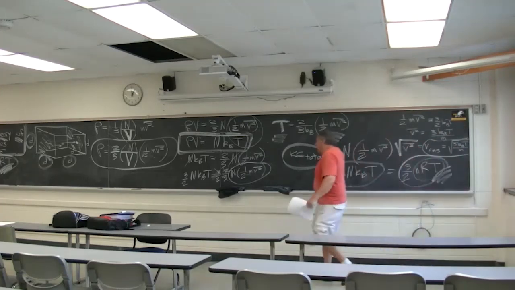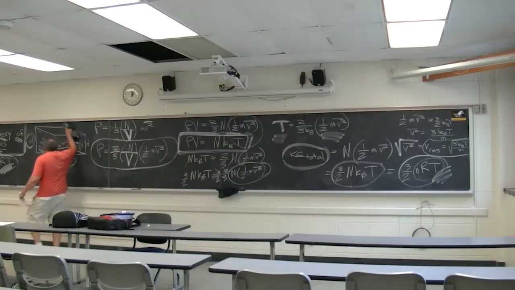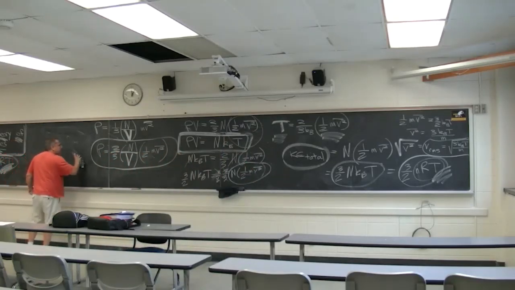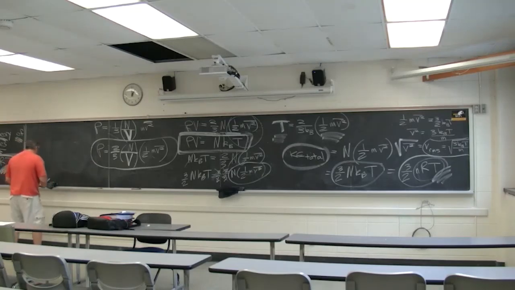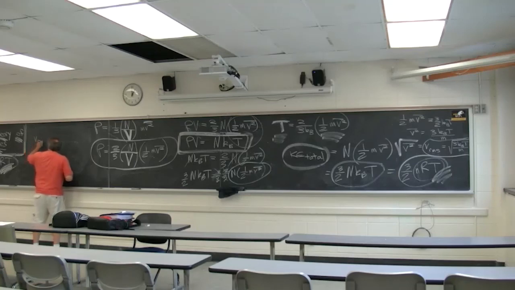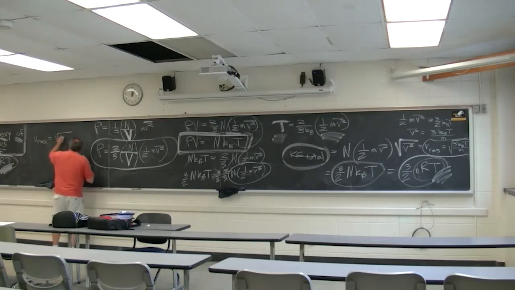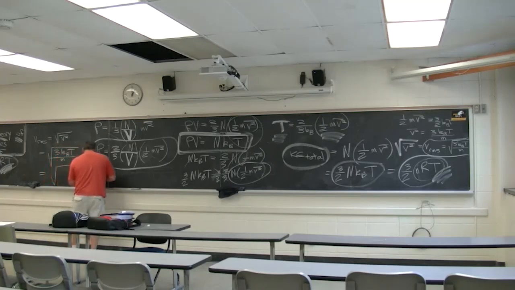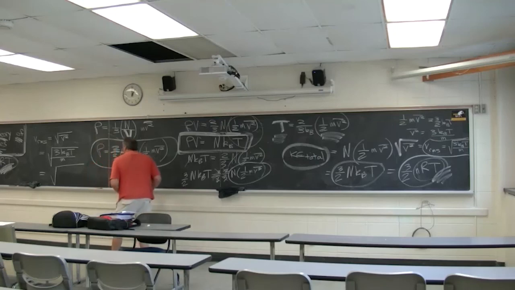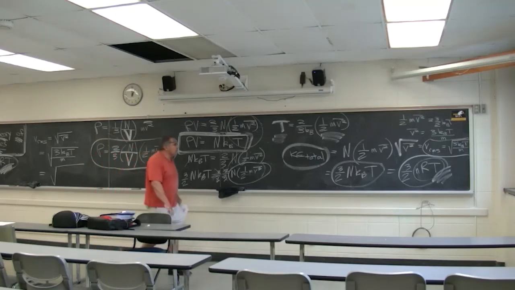Let me write that another way. So it just becomes this guy. It's VRMS. It's a kind of average. It's the root of the mean of the squares, so they call it the root mean square. Another way to write it?